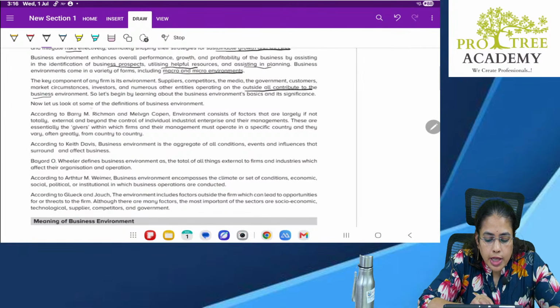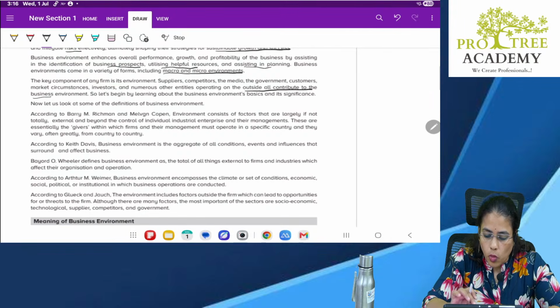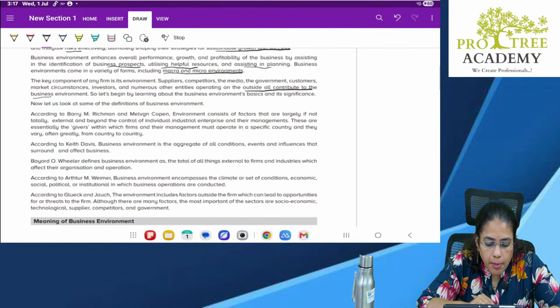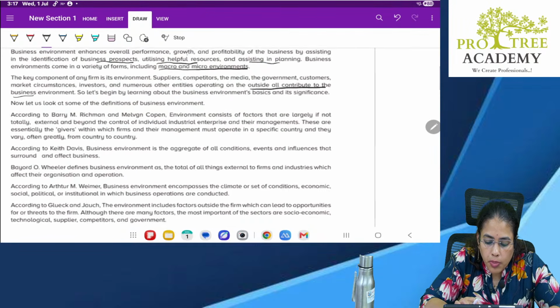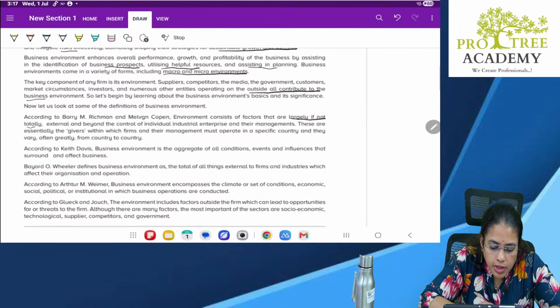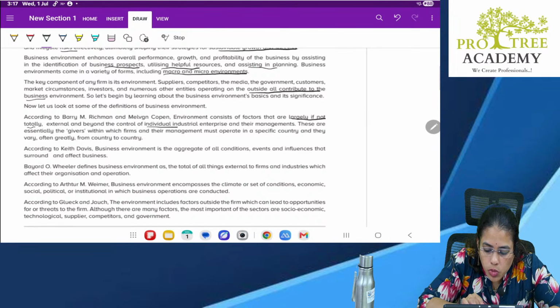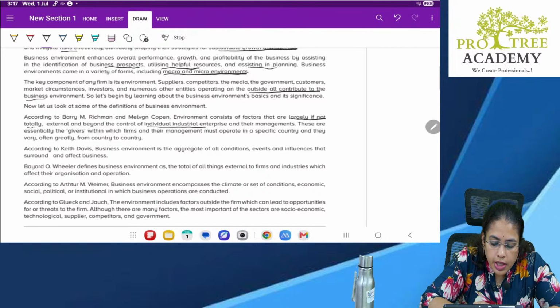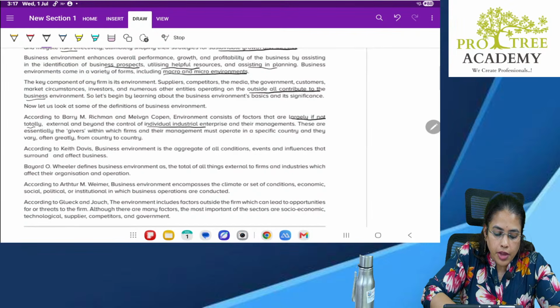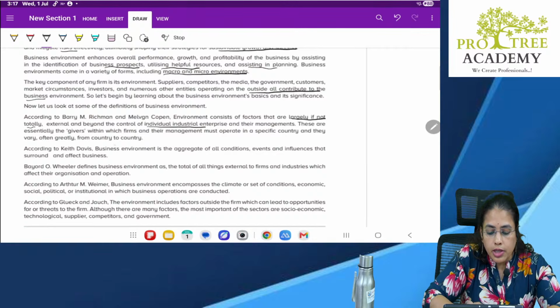Now let us look at some of the definitions of the business environment. What are the definitions given by different people? We'll see. According to Barry M. Richman and Melvyn Copen, environment consists of factors that are largely, if not totally, external and beyond the control of individual industrial enterprises and their management. These are essentially the givens with which the firm and the management must operate in a particular country, and they vary often greatly from country to country.